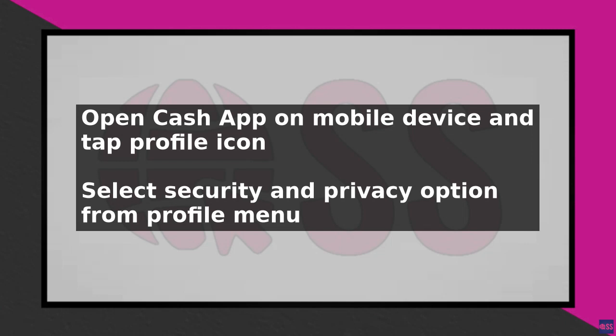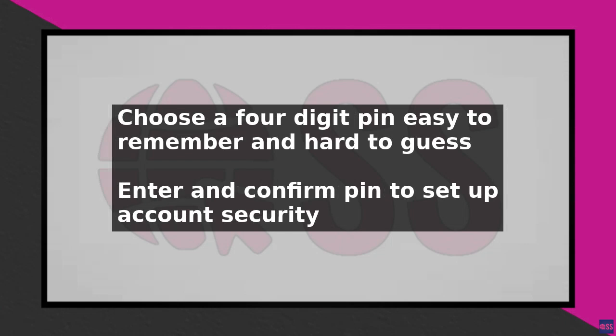This will take you to a new screen where you can manage various security settings for your account. Look for the option to set up a PIN and tap on it. You will then be prompted to create a 4-digit PIN. Choose a PIN that is easy for you to remember but difficult for others to guess. It is also a good idea to choose a PIN that you do not use for any other accounts.